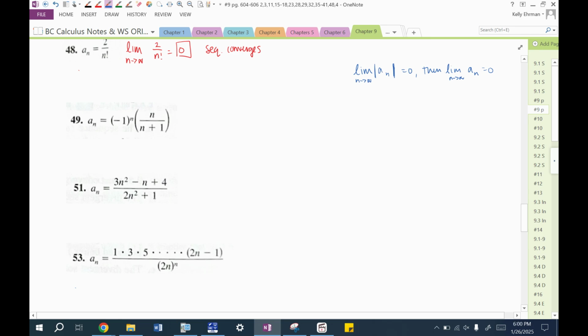So I can't ignore the alternating piece here because this limit is not 0. This limit is 1. So the limit as n approaches infinity of, I can't ignore the negative, it's negative 1 to the n times n over n plus 1. This is not going to approach one single value. This is going to bounce back and forth eventually between negative 1 and positive 1. So it equals negative 1 plus or minus 1. So that means that this sequence diverges because there is not one single number that the terms are approaching.